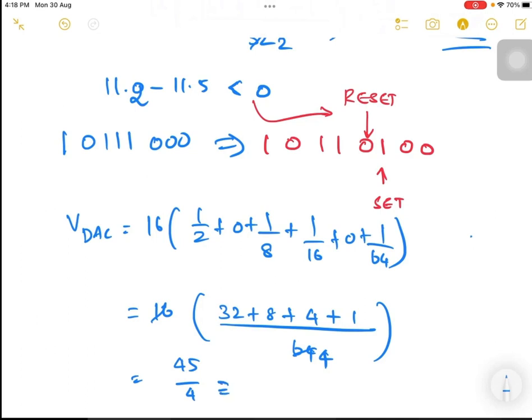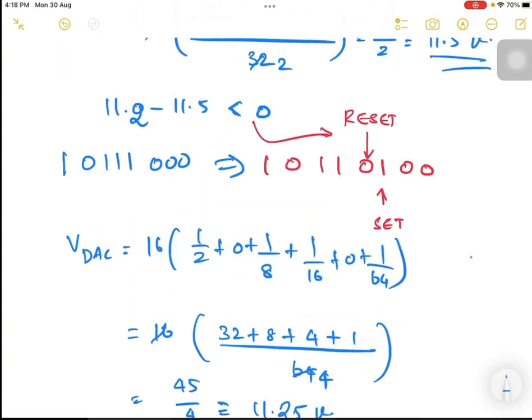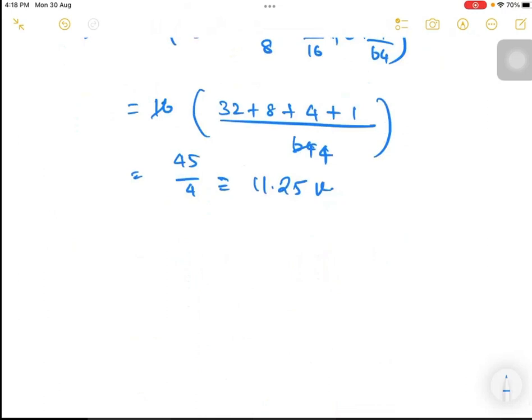45 by 4, what is the value of 45 by 4? Let me use my calculator. 45 divided by 4, here it is 11.25. So I'm getting a value of 11.25 volts. Okay, now so far how many have we done? We have two more bits ready. Okay, so now in that case what do I do is 11.25.